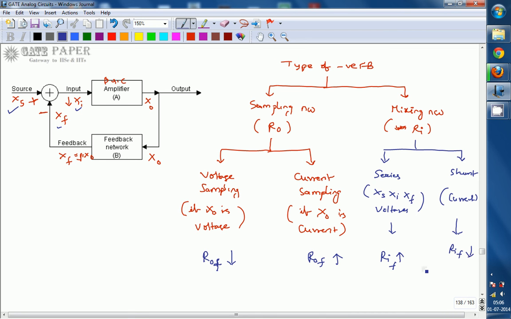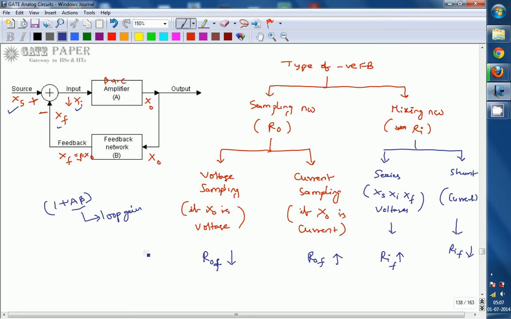Whether it is output impedance or input impedance, whether it increases or decreases, the factor always used is 1 plus A beta. By this factor the impedance may increase or decrease, at either the input side or the output side, where A beta is called the loop gain. A is the gain of the basic amplifier, and beta is the gain of the feedback network.